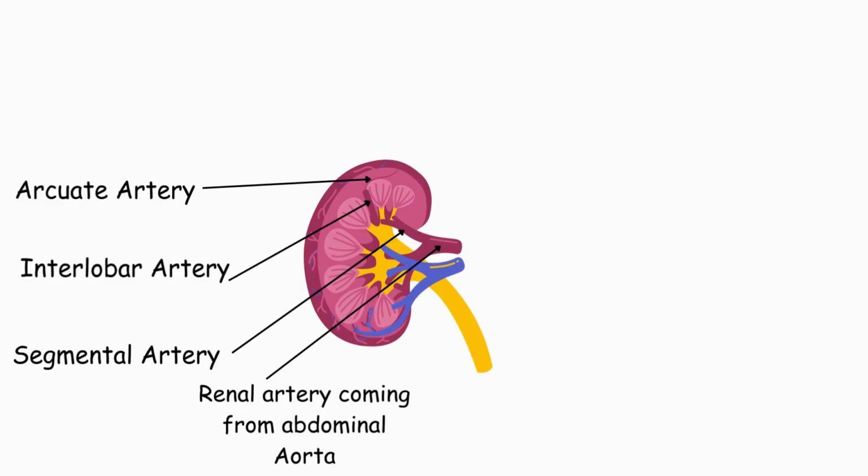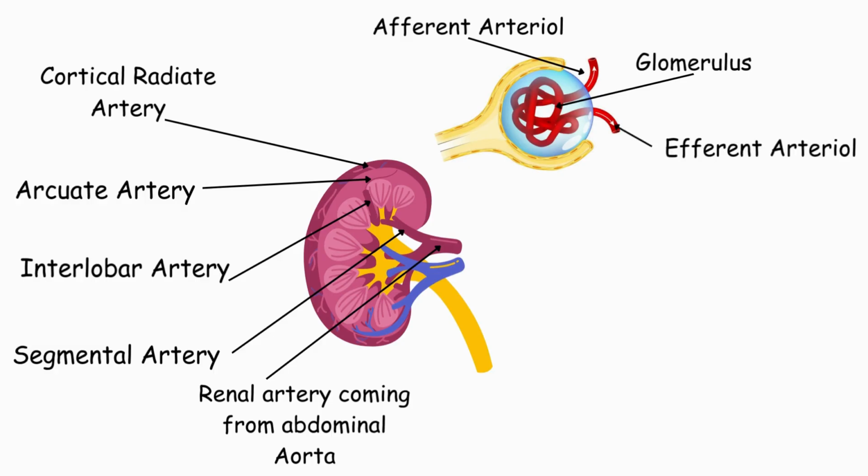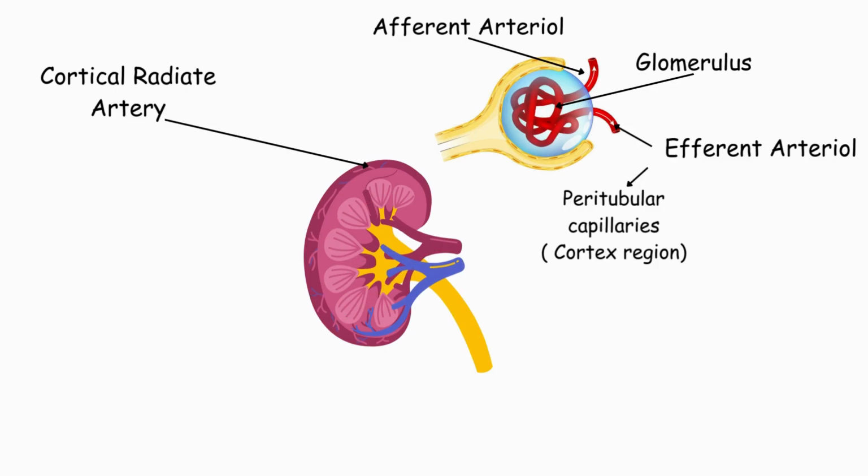Arcuate arteries divide into cortical radiate arteries, also known as interlobular arteries, that supply blood to the cortex region. These arteries supply blood to afferent arterioles that provide blood to the glomerulus. The glomerulus is drained by efferent arterioles, which branch into peritubular capillaries that supply blood to the cortical region.